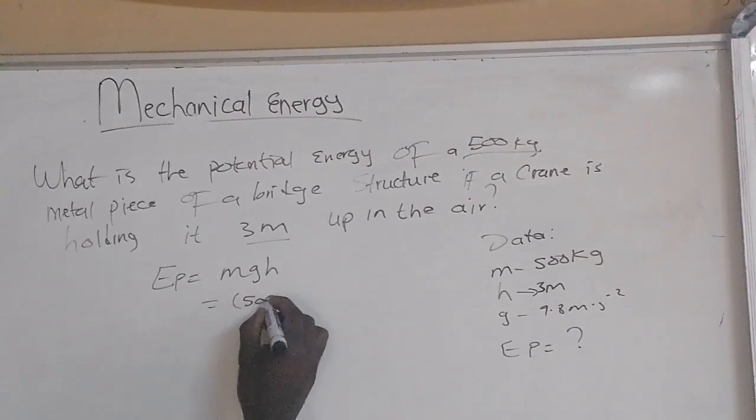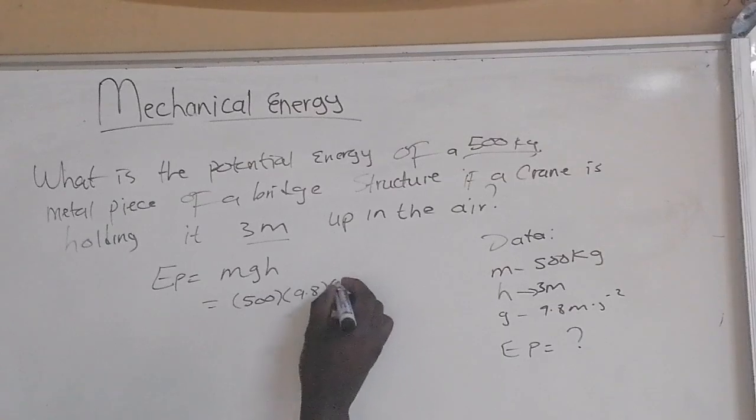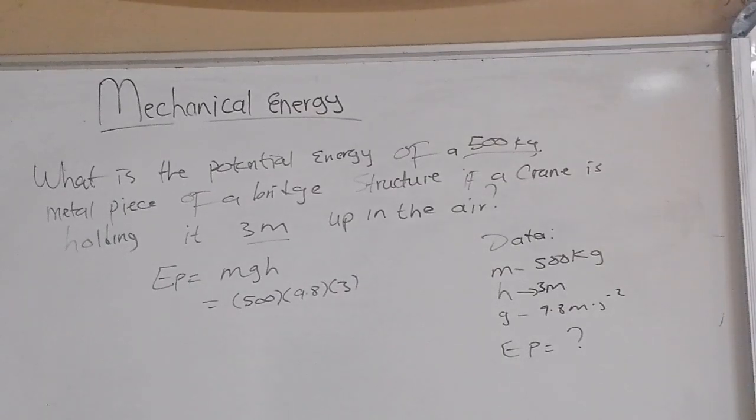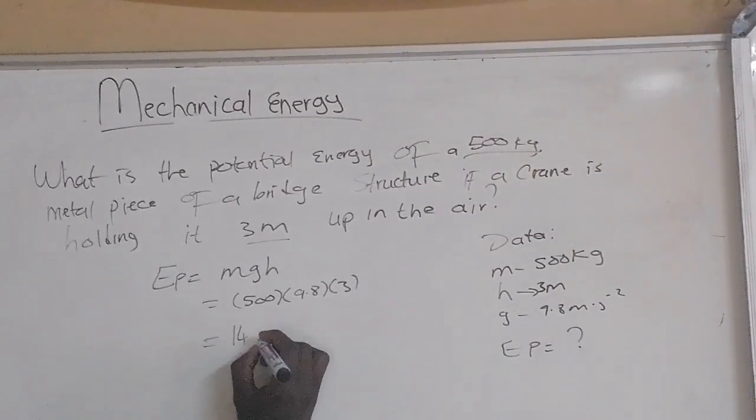Mass is 500 kg, which is in correct SI units, times 9.8 times the 3. So it's very important for you to know how to interpret them. Let me use my calculator to punch that so we can have our answer: 500 times 9.8 times 3. I don't know if my calculator is correct, but it says 14,700. I don't trust this calculator, but let me write it.